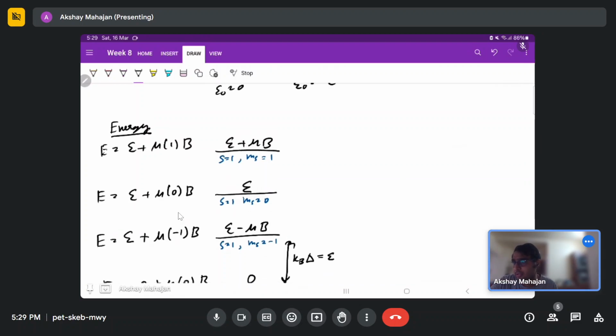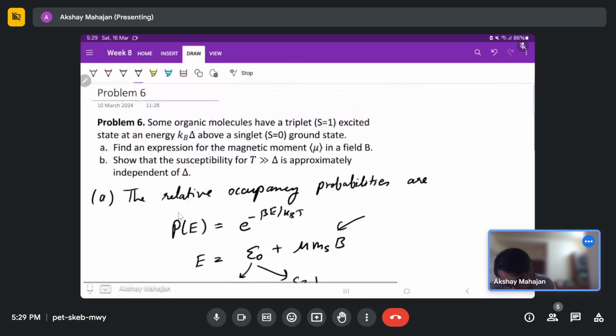Right? So the probabilities for these energy levels being occupied, that is given by, so we have to find the average magnetic moment.